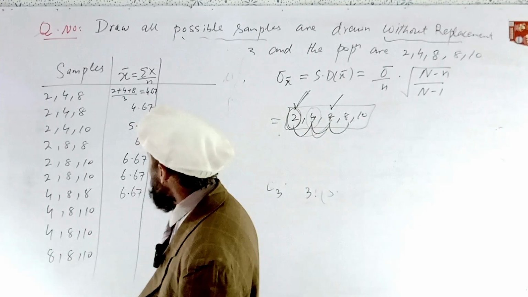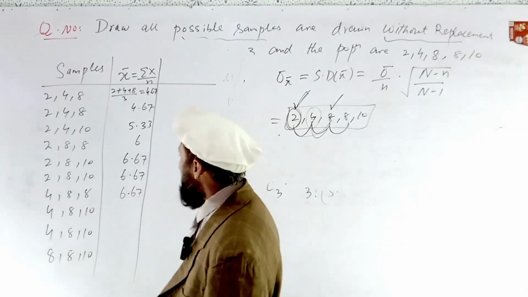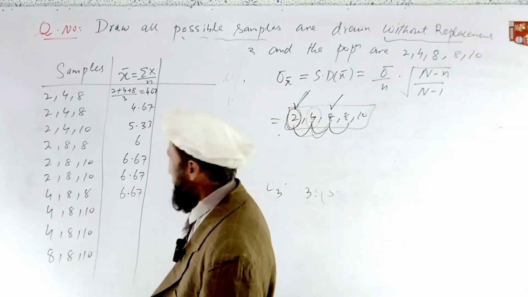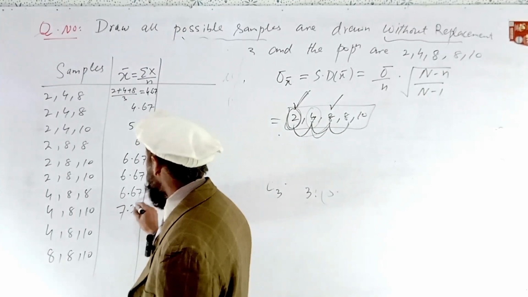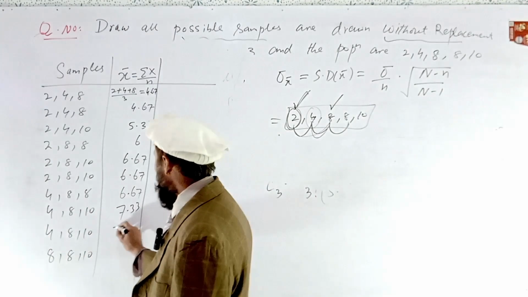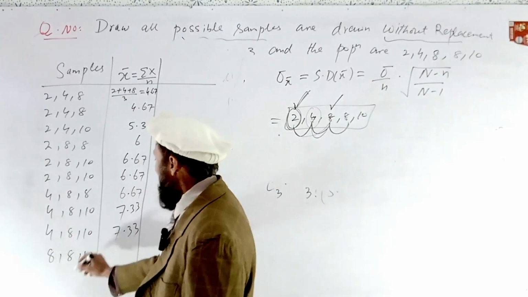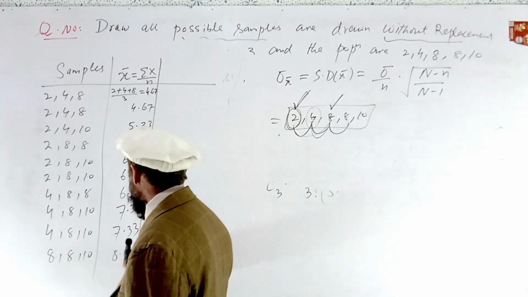4, 8, 8, 16, 20. And here 4, 8, 8, 18, 22. 22 divided by 3, 7.33. 7.33. Similarly, and here 7.33. 18, 26, 26, we get 8.64.